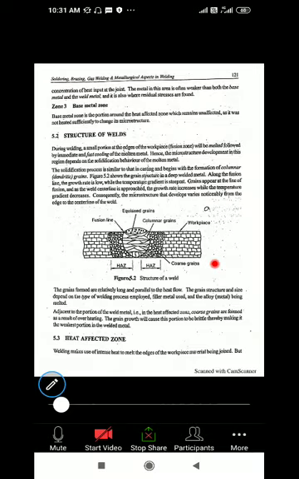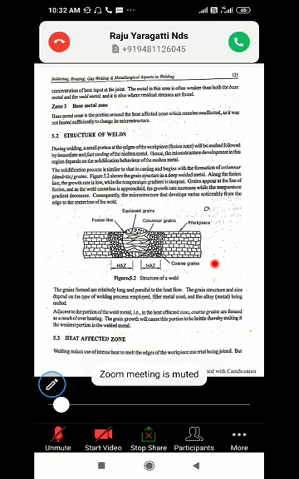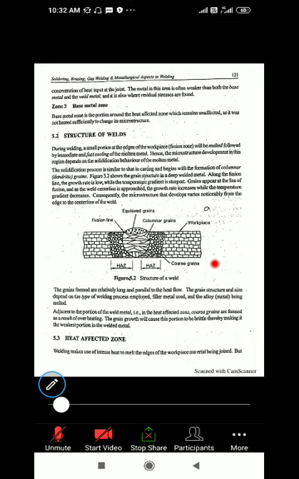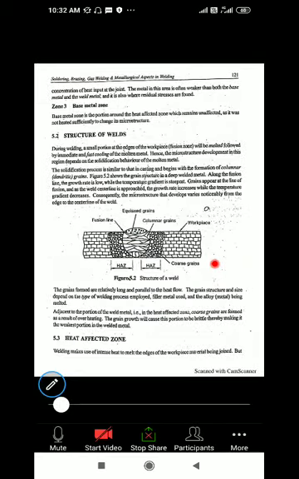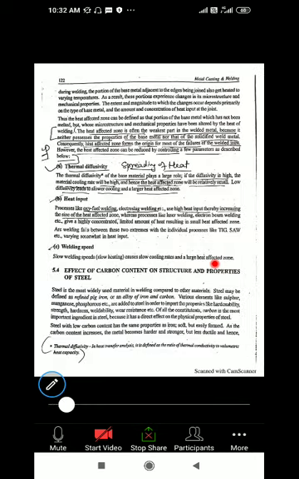So the heat affected zones, the welding makes use of them. To take control of these heat affected zones, there are some parameters. With the help of these parameters you can control the heat affected area. So what are those parameters that we are going to study?